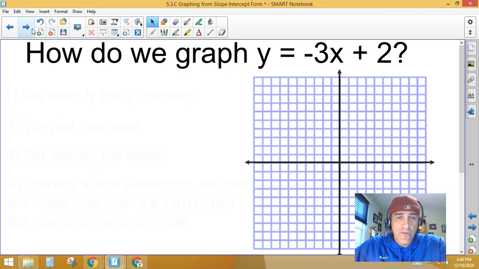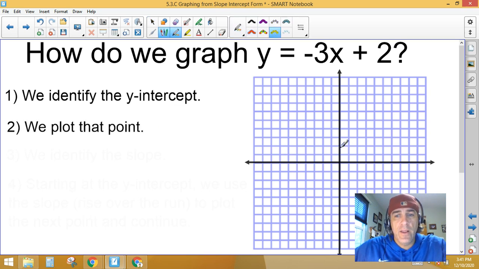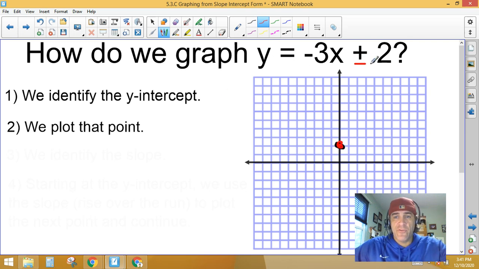So here's an example. How do we graph y equals negative 3x plus 2? The first thing, we need to identify our y-intercept. What is our y-intercept? Hope you got 2. So what we do is we plot that point. I'm going to plot that point with a smiley because I like using the smileys. Actually, that's a little too big. I won't use the smiley. I'll just use a regular pen at 2. In fact, I want to do red. There. That's the y-intercept of 2.